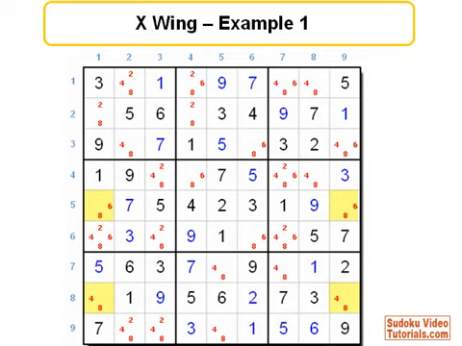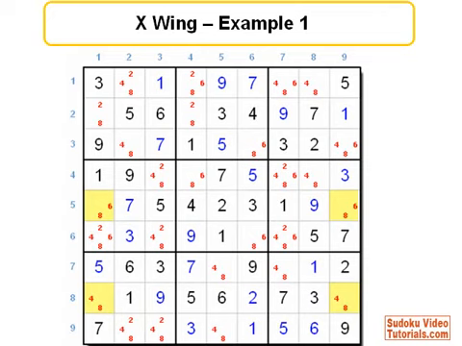Now let's look at the rows. In row 5, the candidate 8 does not appear anywhere else except in these two cells. The same is true for row 8. The 8 does not appear anywhere else except in these two cells. So this is a typical example of an X-Wing pattern.